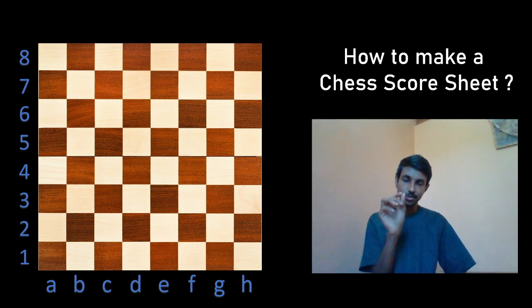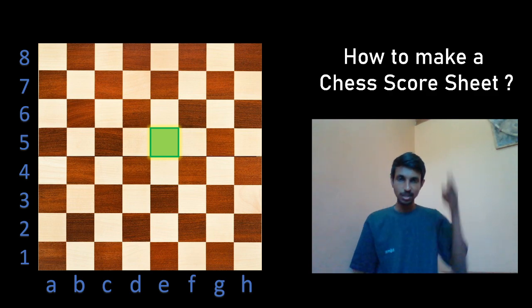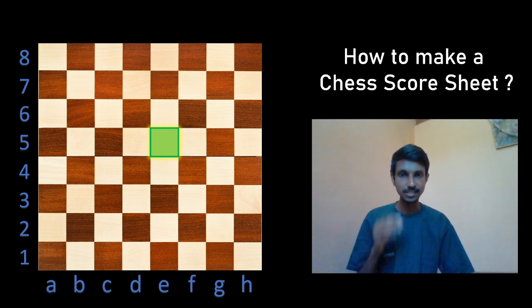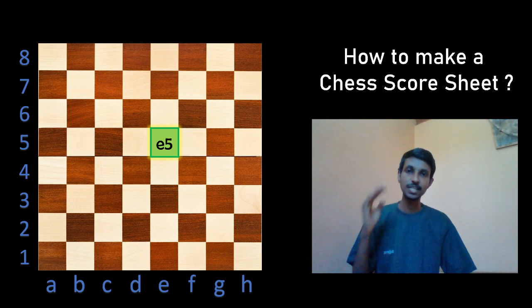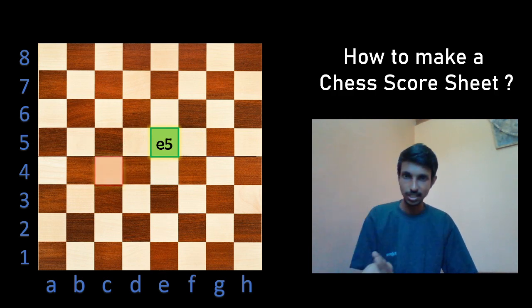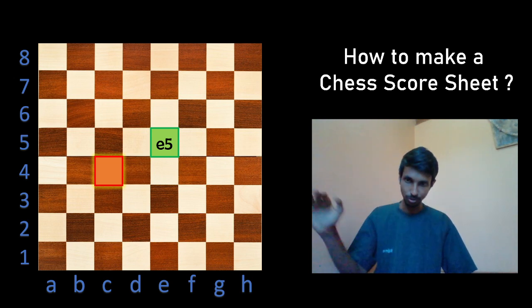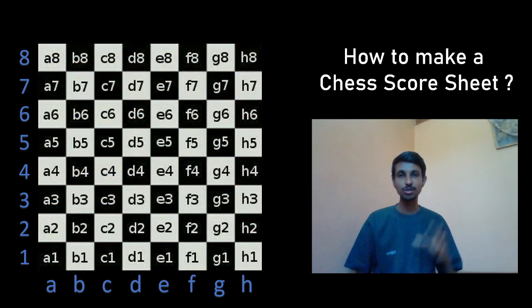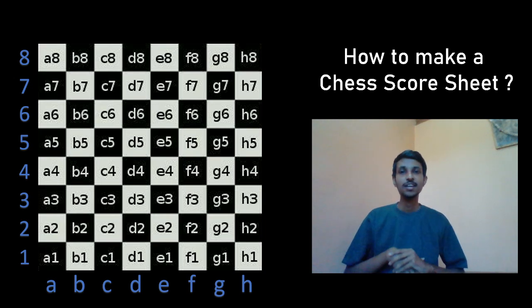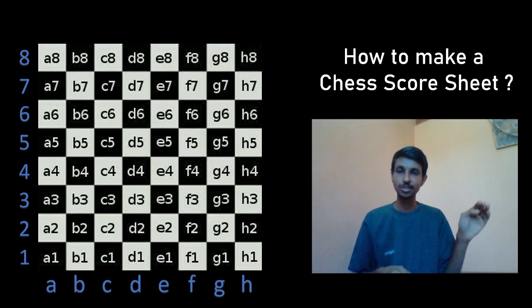Now let us name a square in this board. Look at the green square. How do you name it? First look at the letter downwards, that's e. Then look at the number, that's 5. So you name it e5. Let's check another example. Look at the red square. How do you name it? c and 4. c4. Similarly, all the 64 squares on the chessboard can be named according to the column letter and the row number.